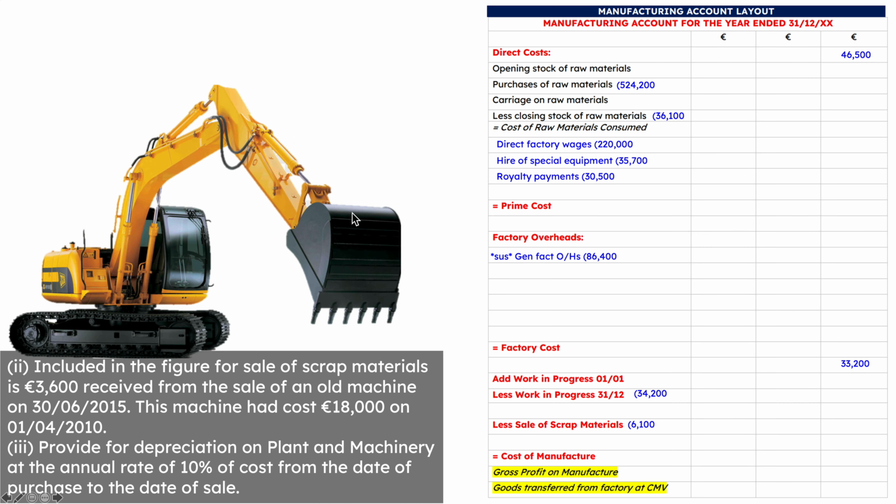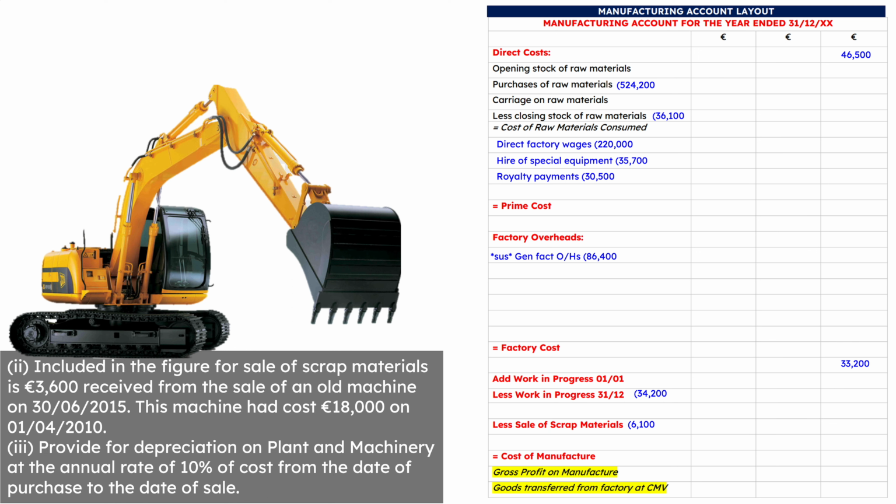Okay, so first thing you need to know is that the sale of plant and machinery like this that you see in the picture here is not the exact same thing as the sale of scrap materials. So your business could make garden sheds, or they could be a garden landscape business or something like that, where they produce the goods, right?